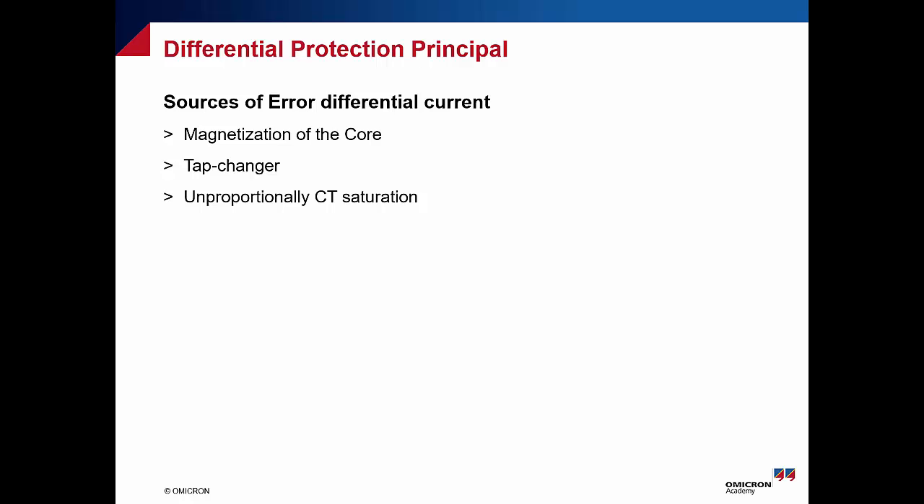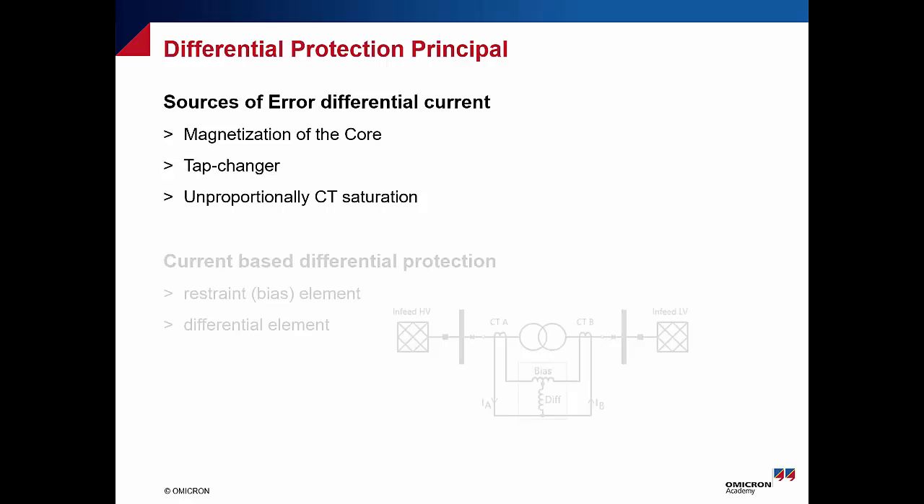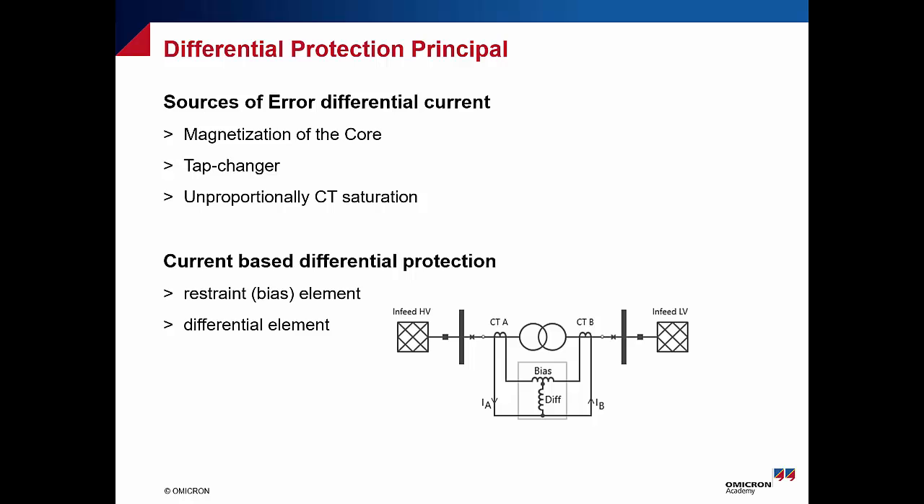The third point, which we need to talk about here, is proportional CT saturation. We know that with a heavy external fault or with any high current fault, the CT can be partially or fully saturated, which will affect our protection, especially the differential, because both will not be equal. Here we need to define that we have two elements to be calculated: restraint, which sometimes we call bias, and the other one is called the differential.